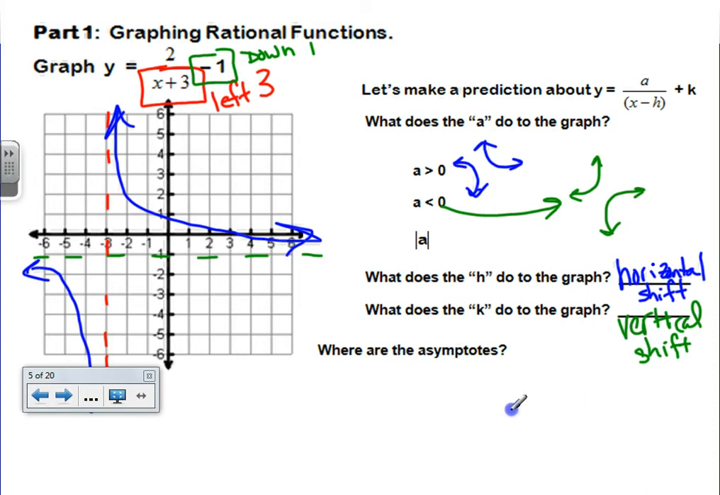And the last question says, where are the asymptotes? Because this will be a good generalization for you as you do your homework. Well, we saw that this guy had a vertical asymptote at the opposite of this, right? So if we look at our formula, the vertical asymptote is going to be at the equation, I'm going to write down vertical asymptote, shorthand, at x equals h. Now remember, in this example, the h was really a -3, and that's why it's x equals h. And then your horizontal asymptote is going to be wherever the k value was. So it's going to be at the line y equals k.